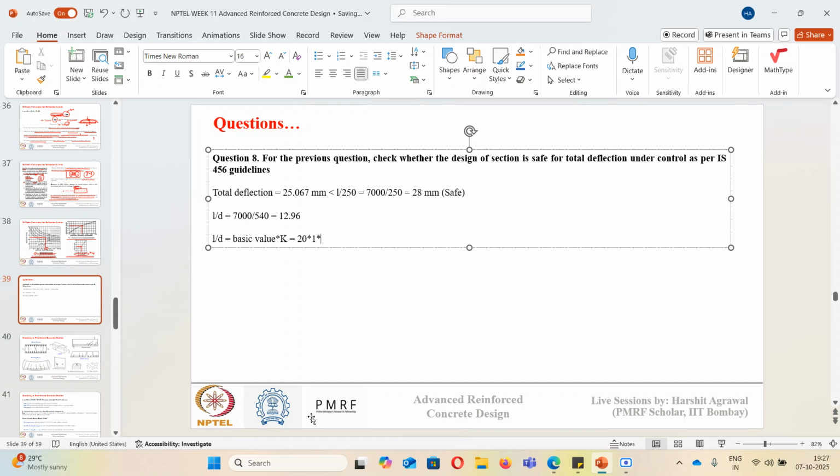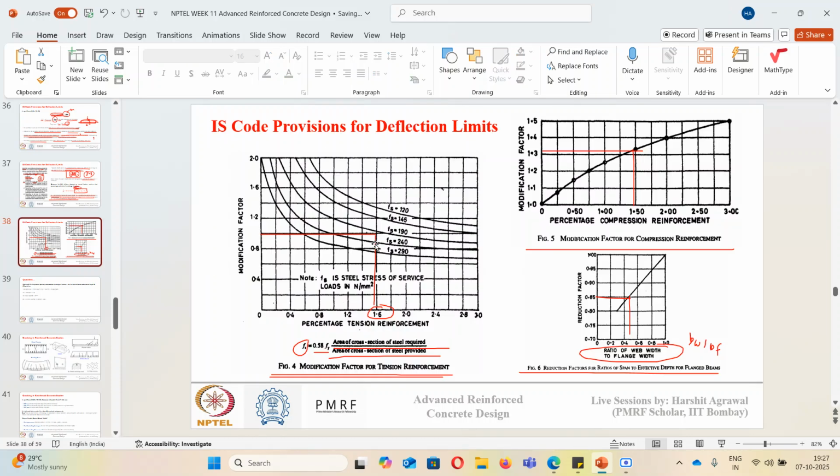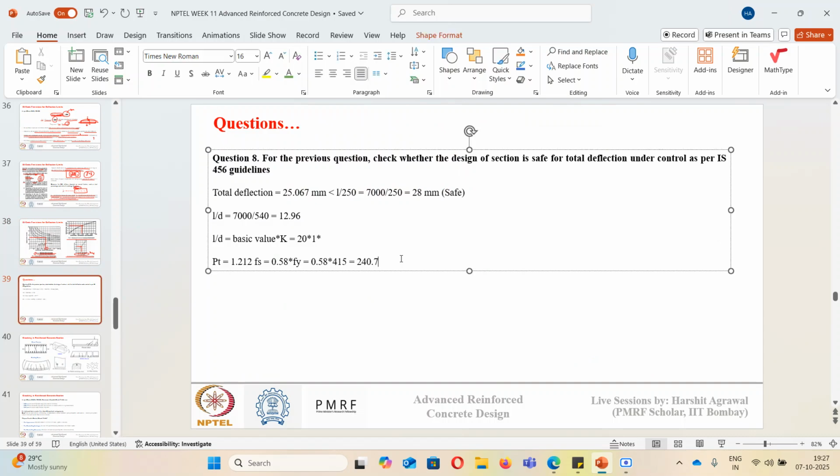For Kt, the percentage tensile reinforcement that I have provided is 1.212. Okay. So Fs is nothing but 0.58 times Fy, and whatever I have provided is equal to the design requirement. So 0.58 times 415 will give me 240.7. So 240.7 is somewhere here and 1.2 is somewhere here. When you calculate this modification factor, it will come out close to this line 1. So we can say the modification factor due to tension reinforcement is close to 1, so I am taking it as 0.95.